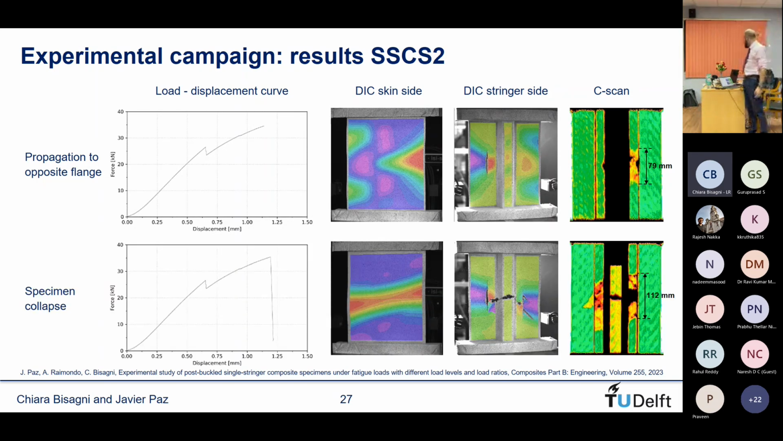As we continue loading, at 34.5 kilonewtons the specimen just collapses. The propagation goes all the way through, and we see this tunnel from one side to the other. We also see some stringer clipping here. And since there is stringer clipping, water can get in the omega, and now we do see the signal.